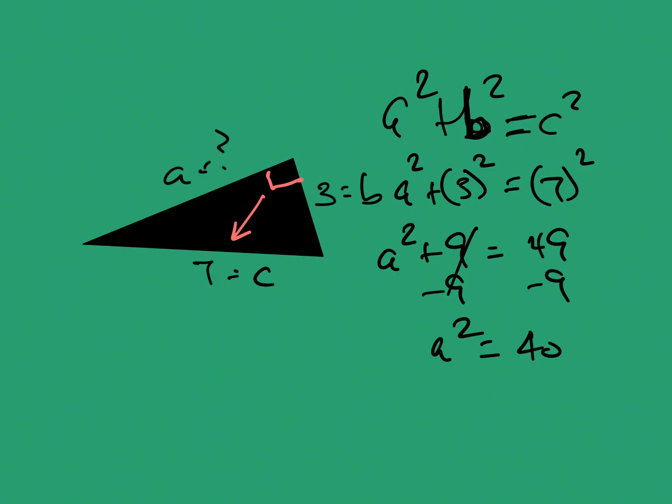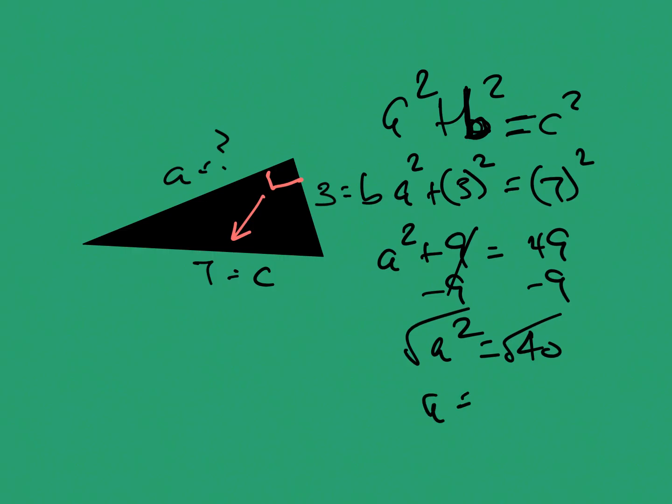So if you're looking for a leg, an A or a B, there's going to be a subtraction step involved. How do we go from A squared to A? What are we going to do to both sides? Take the square root of both sides. A squared, square root becomes A.